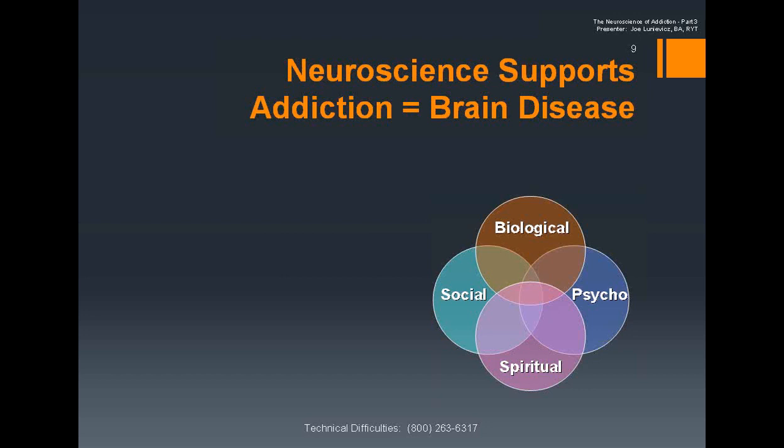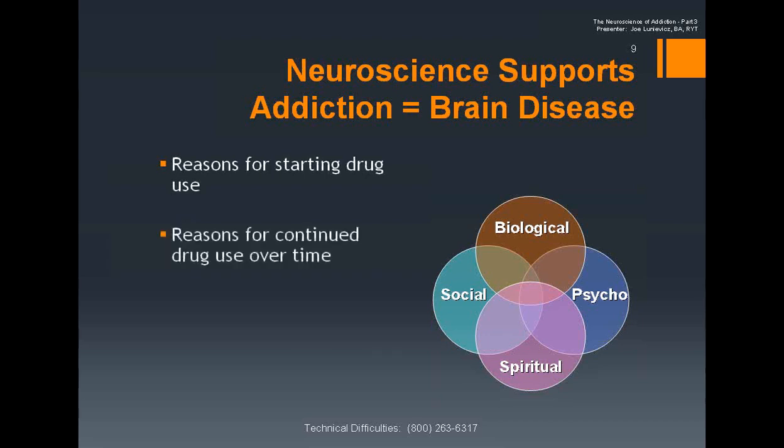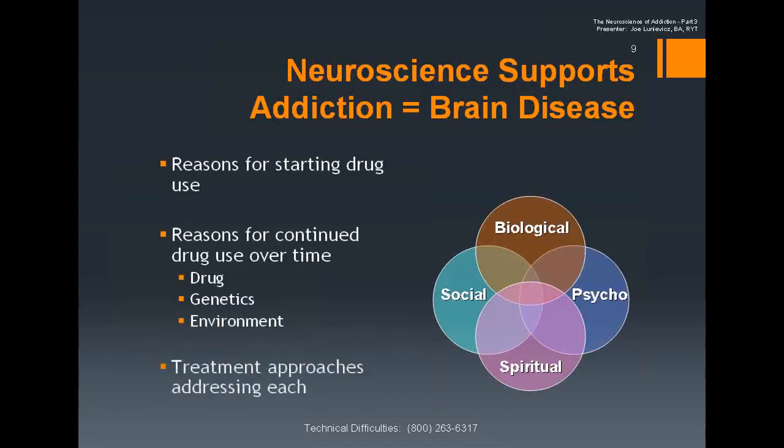So again, neuroscience supports the concept that addiction is a brain disease, and the reasons for starting drug use, for continued drug use over time, which we've just gone over: drugs, genetics, and the environment. And the treatment approaches addressing each can be seen from a bio, psycho, social, and spiritual perspective.